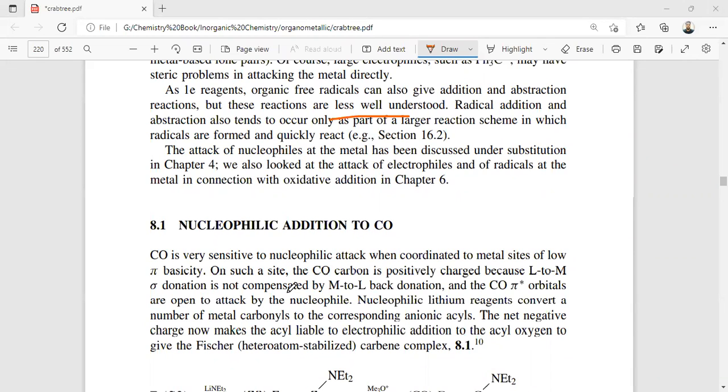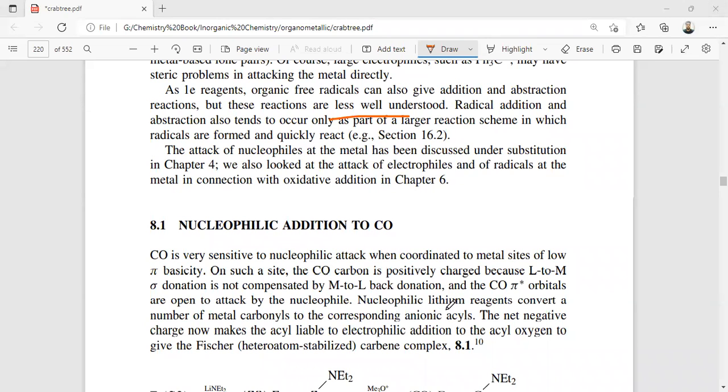That means when CO is bound to the metal center, there is sigma donation from the CO to the metal center. So that will create a net positive charge on the carbon atom, which will not be compensated by the back donation from the metal to CO. So that's why the carbon of the carbonyl is prone to be activated for nucleophilic attack.